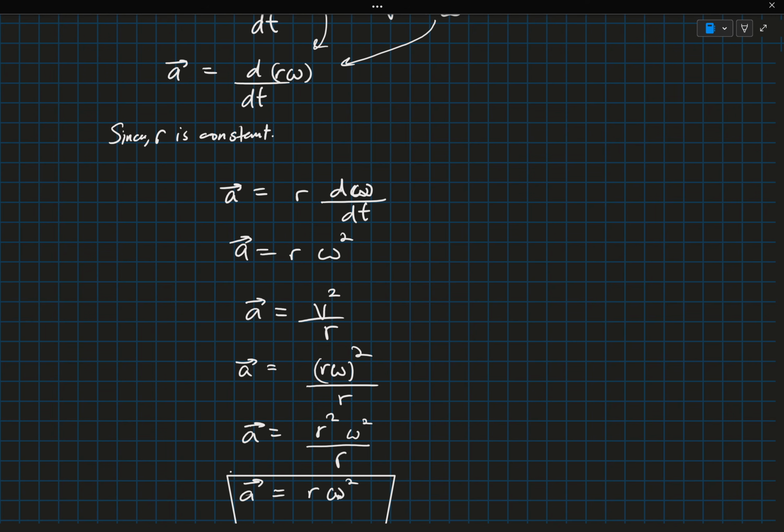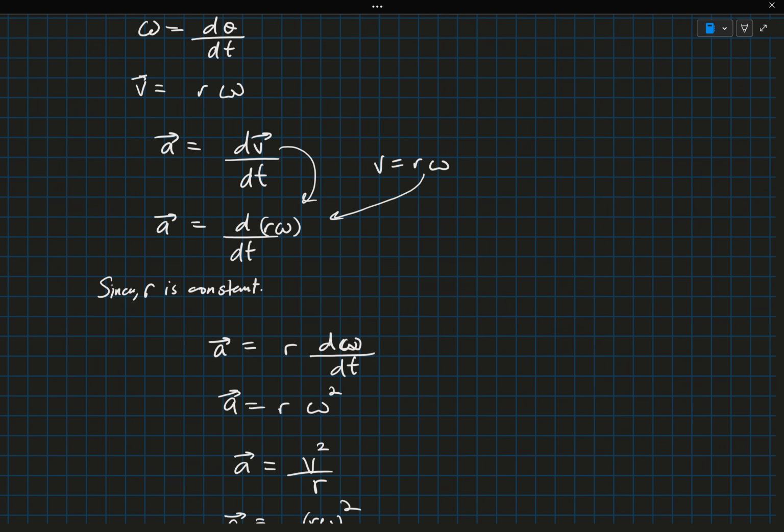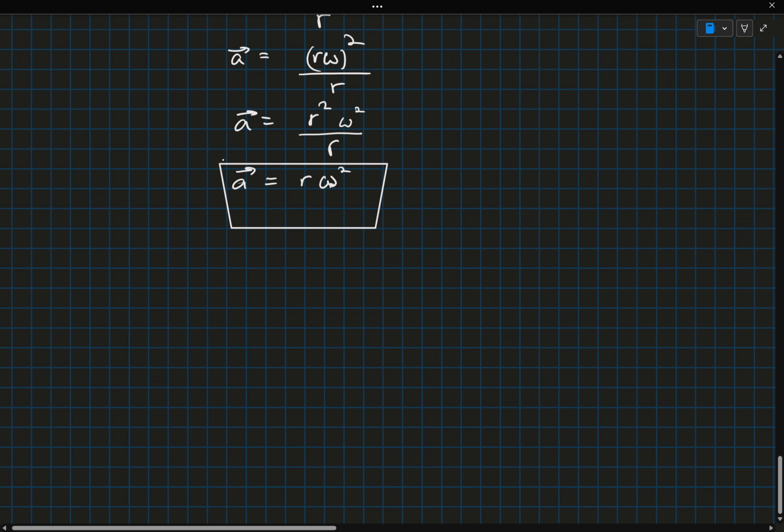You can move on. Alrighty, so moving on. So that's what we're looking at there. So that would be centripetal acceleration, right? So we can move on to centripetal force.